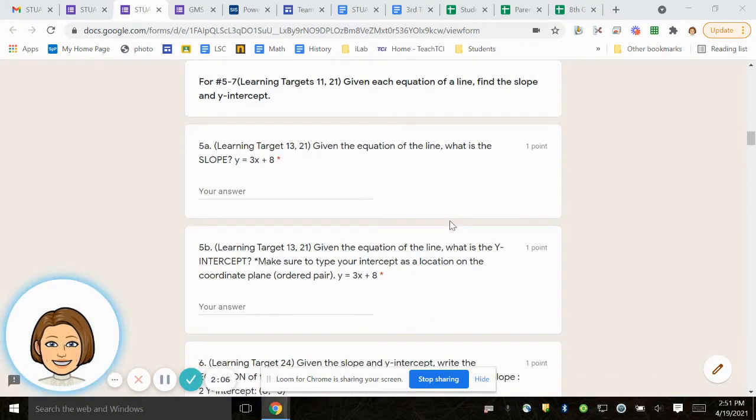For numbers 5 through 7, given each equation of a line, find the slope and y-intercept. So make sure you listen and read the directions carefully, or the question carefully. 5a, given the equation of the line, what is slope in this equation? Y equals 3x plus 8. Simply write the number that represents slope on the line.